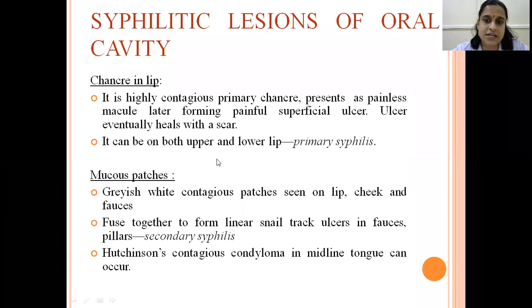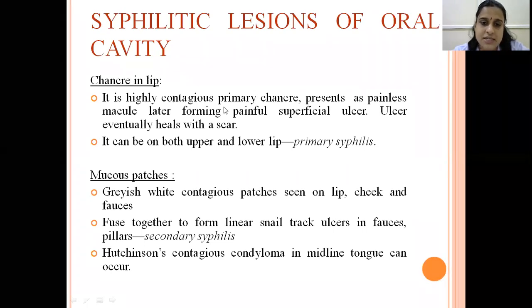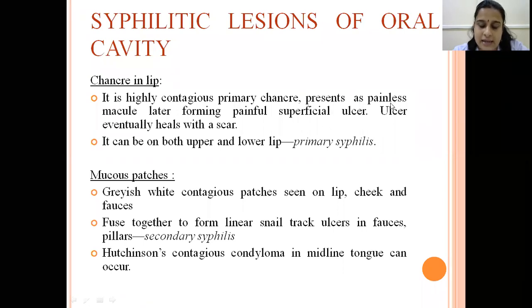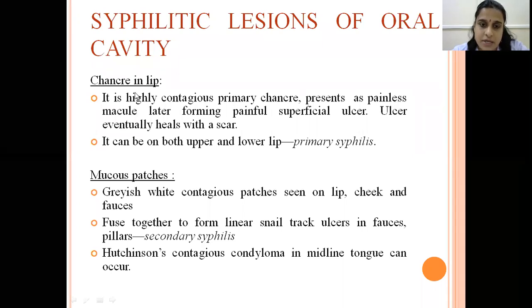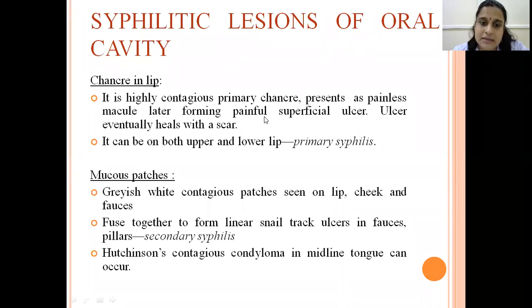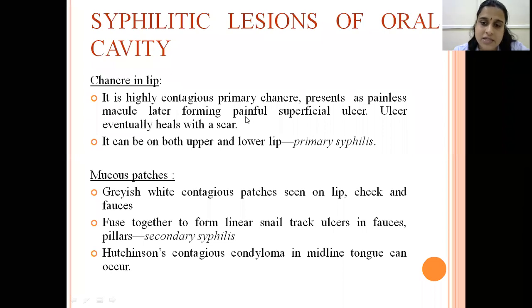Next, syphilitic lesions of the oral cavity. The various headings: it could be a chancre on the lips, which is highly contagious, the primary chancre. It presents as a painless swelling anywhere, just like a syphilitic ulcer. Initially there is a macule formation, which is painless, and later it becomes an ulcer, and it is painful then.